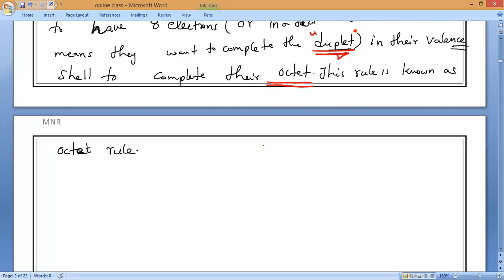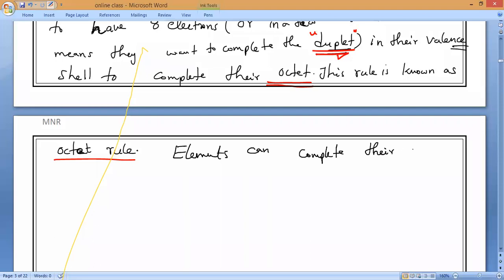If an element other than the K shell is to become stable in nature, it must have how many electrons? It must have 8 electrons. That rule is called the octet rule. Now, for these elements to satisfy the octet rule, what are the ways to get the electrons? It may lose electrons, it may gain electrons, or maybe it can be what?